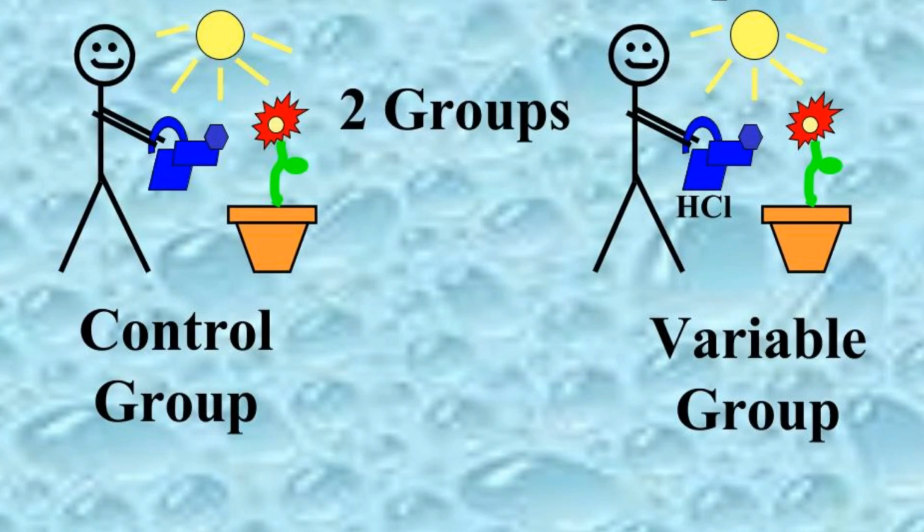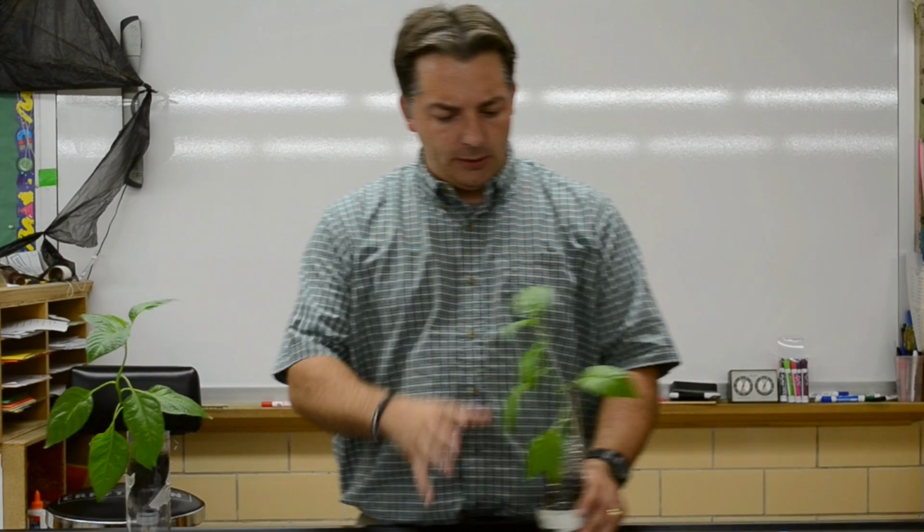Let's say that we wanted to find out, how does acid rain affect the growth of plants? To figure that out, we want to set up a controlled experiment. Let's say that you have 2 groups of plants. Here we have one group of plants over here, and another group over here, and each group might consist of 10, 20, 30 plants.